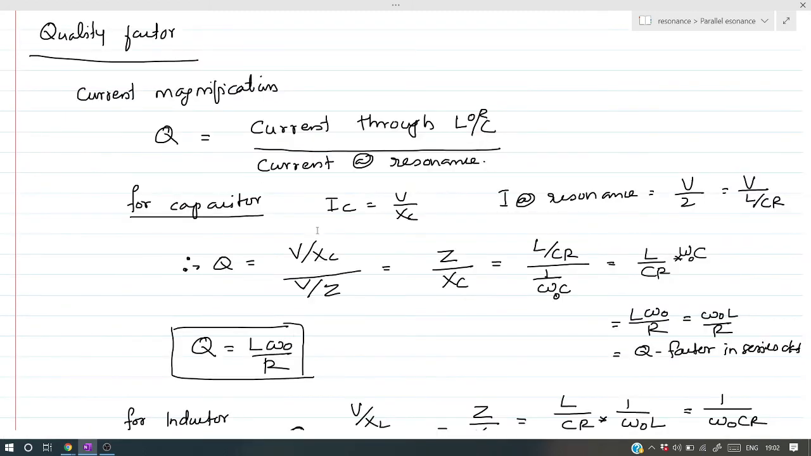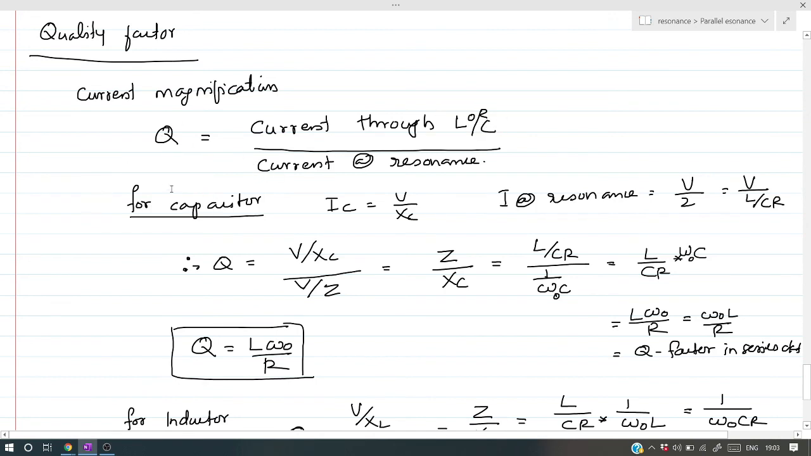Now let's see the quality factor in parallel resonance condition. Actually, this parameter gives us information about the current magnification factor. So Q is equal to the current through the inductor or capacitor upon the current at resonance. How many times the current is magnified, that information can be obtained from the quality factor corresponding to the parallel resonance condition. So let's see the quality factor corresponding to the inductor and capacitor.